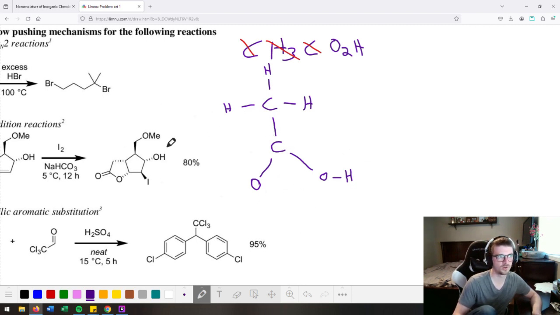And this is almost done. So now this oxygen's happy. This oxygen needs 1 more bond, and this carbon needs 1 more bond. But we are out of atoms.